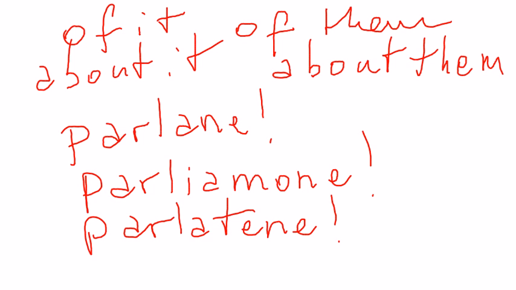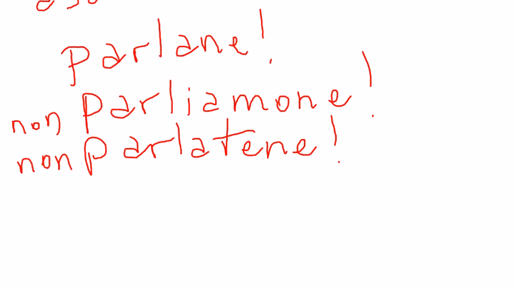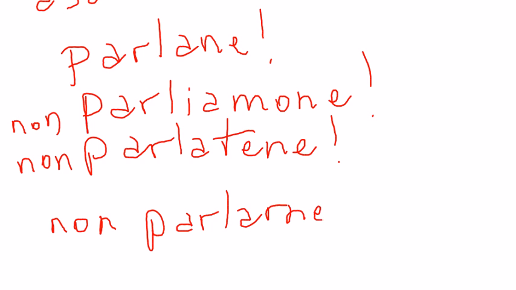It works also if you mean about a person, for example. I want to speak about my sister, and I would say parlane, or parliamone, or parlatene. As you can see, it's very easy. I mean, the negative form would be non parliamone, non parlatene. We all know that for the tu form, I need to make a small change. It would sound like non plus the infinitive, parlarne.